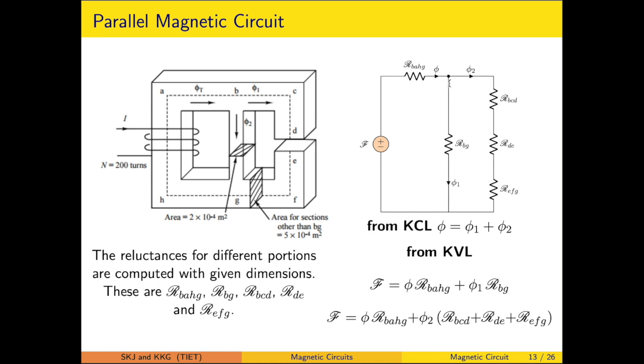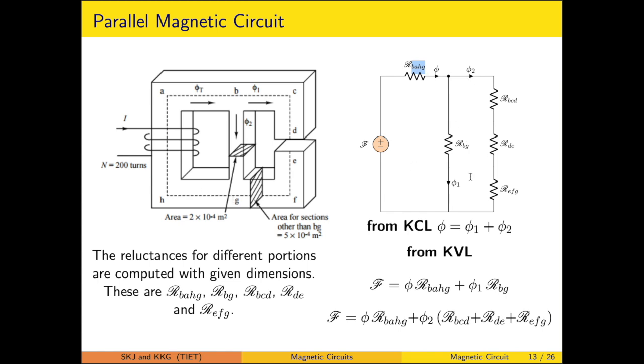So the central limb has the core, and that is represented. The outer limb has a 3-section air gap, and these are the magnetic core segments. So the 3 reluctances are participating. The limb on the left side is represented by 1 reluctance because there is no discontinuity as such. This is also labeled like BAHG, to identify the section for which the reluctances are marked.